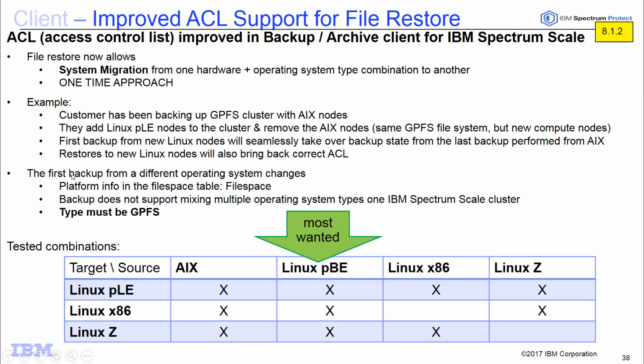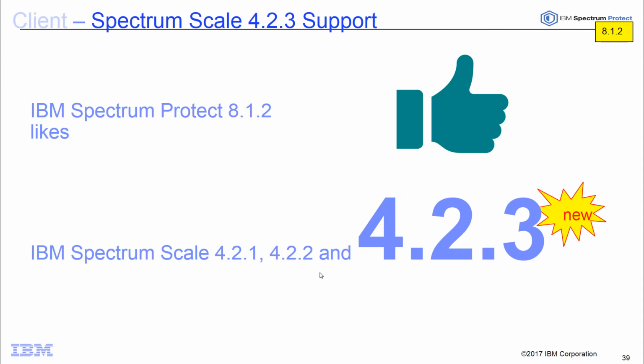So what happens is, if you do this conversion, the first backup from a different operating system will change the file space table. However, backups do not support mixing multiple operating system types on one IBM Spectrum Scale cluster. So the type must be GPFS. These are the combinations we've tested. What we're seeing as most wanted out there is this conversion to Linux PBE.